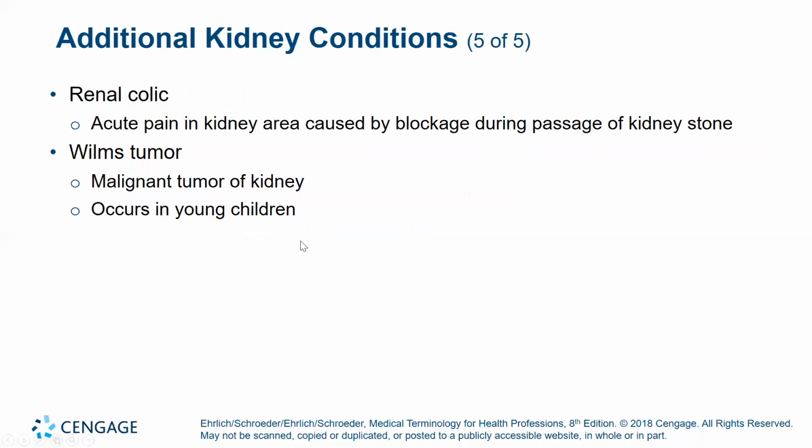in the kidney. Renal colic. This is acute pain in the kidney. It's caused by blockage during passage of a kidney stone. Very painful. We have Wilms tumor. Occurs in young children, and it is a malignant tumor of the kidney. It's a rare type of malignant tumor.